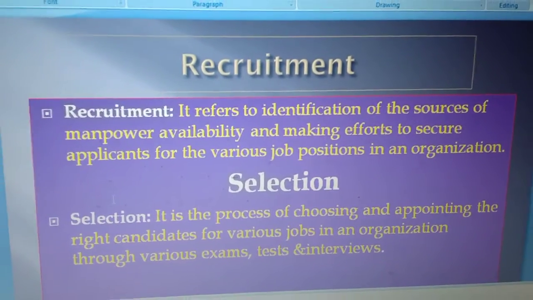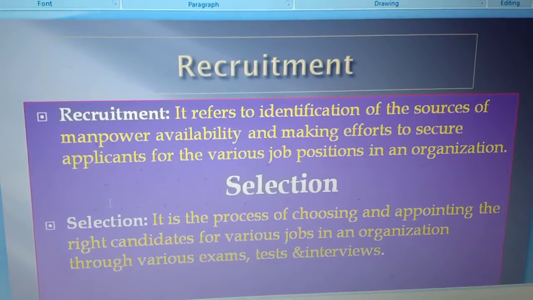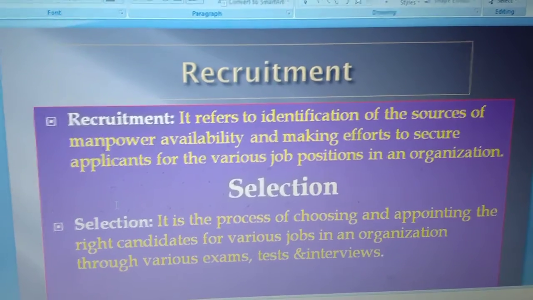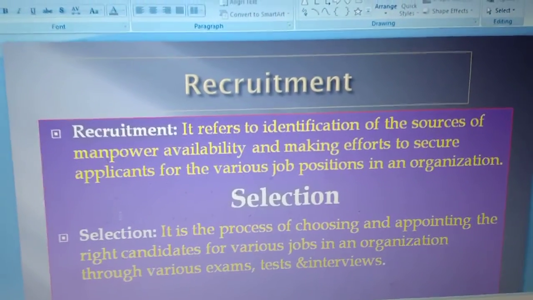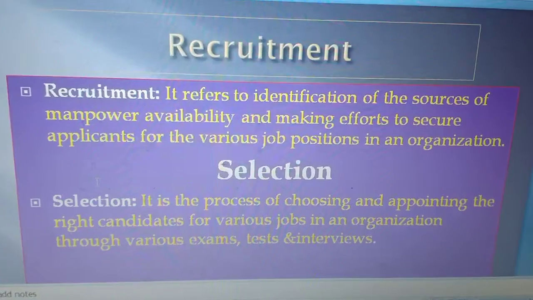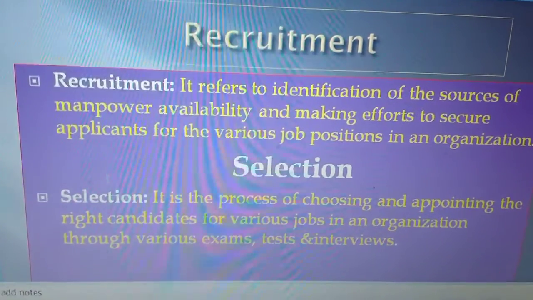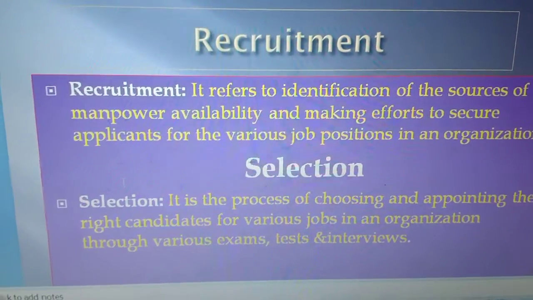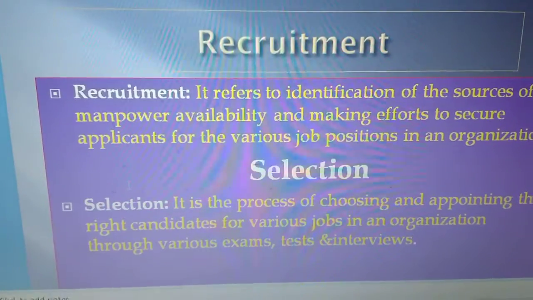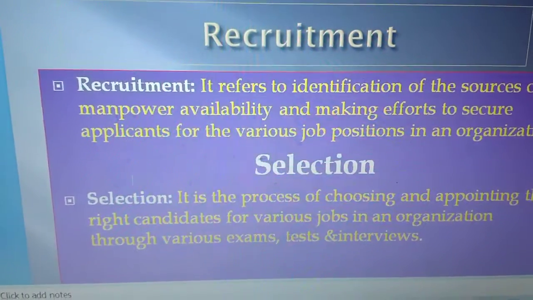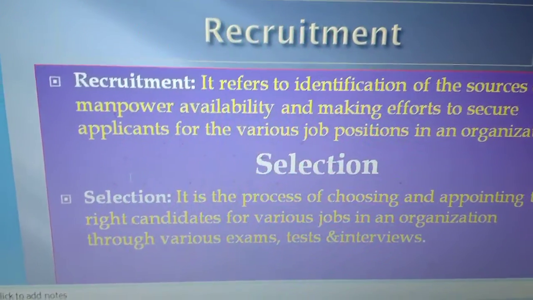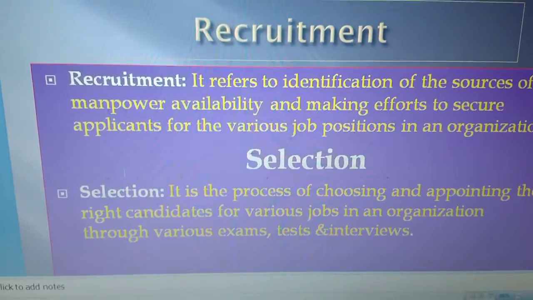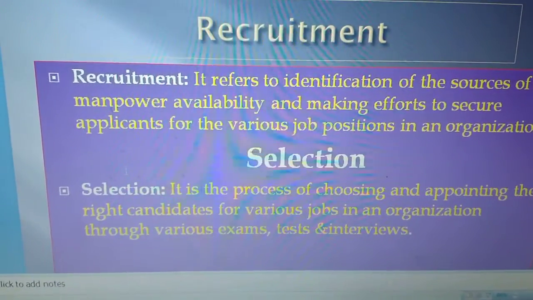So basically recruitment is a positive process, because with the help of recruitment we attract a number of potential employees. For example, in the previous example, we see that we require one more teacher for business studies. So the principal may choose to advertise the post of business studies teacher in a leading newspaper or any other way. This is the basic example of recruitment.